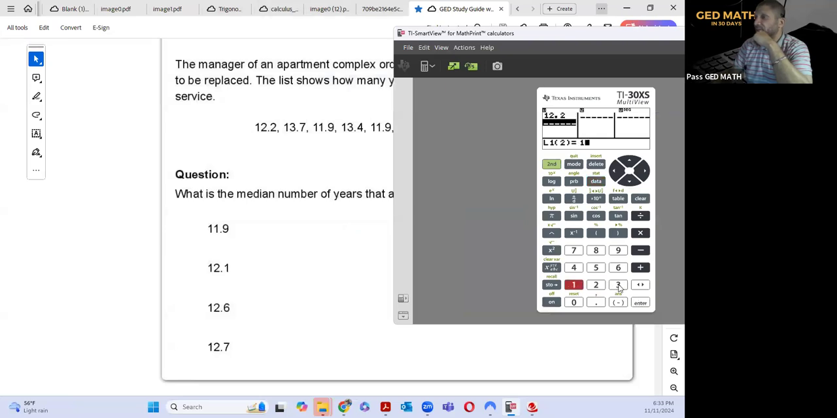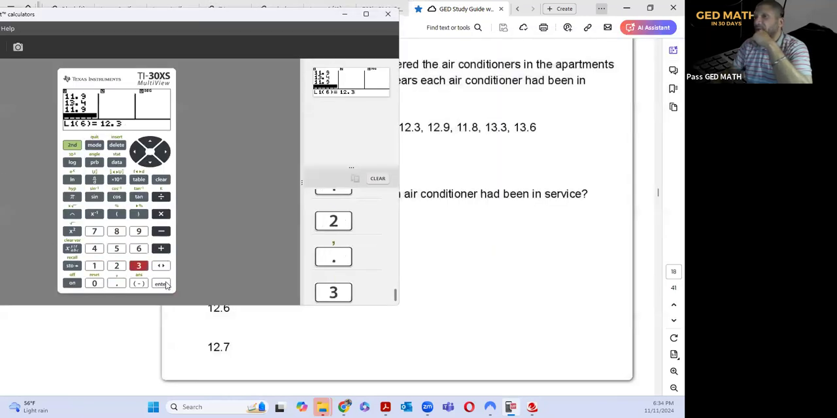12.2, enter. 13.7, enter. 11.9, enter. 13.4, enter. 11.9, enter. I got to move this a little bit. 12.3, enter. 12.9, enter. 11.8, enter. 13.3, enter. 13.6, enter. I didn't do anything.